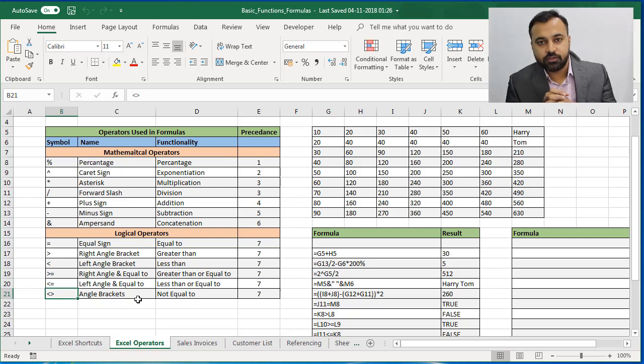and their precedence. So precedence is very important, to know which will get calculated first. It doesn't matter if the percentage is written last or multiplication is last. As per the precedence, Excel is going to calculate.